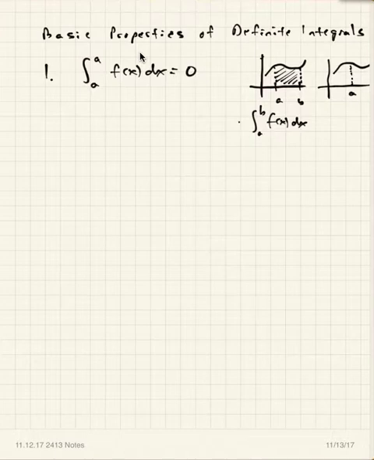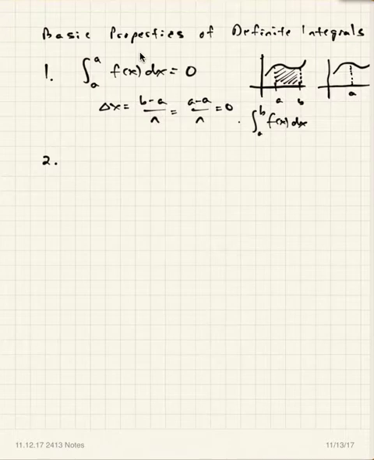Or another way to look at this is that, remember, delta x is b minus a over n. But if b and a are the same thing, then you've got a minus a over n, which gives you 0. So if the limits of integration are the same, you're going to get 0 as the value of the integral.